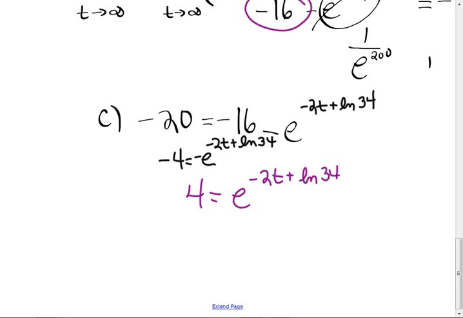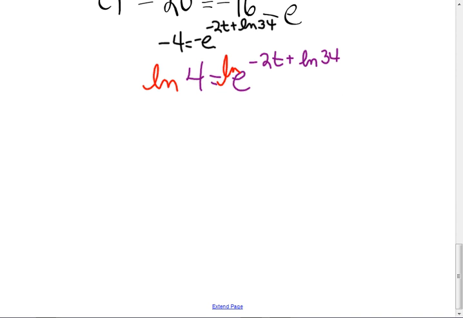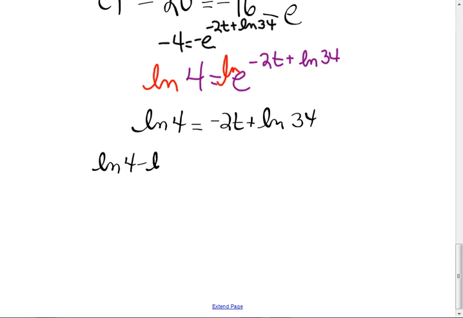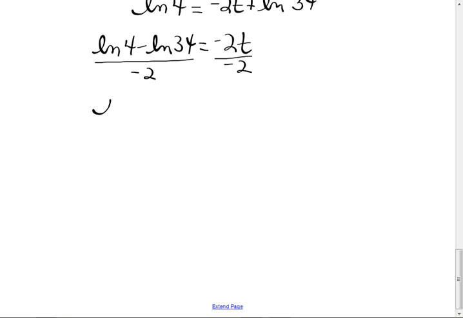How do you solve for t? Take the log of both sides. So log of 4 is equal to negative 2t plus the log of 34. I want to solve for t, so I'm going to subtract that. So it's the log of 4 minus the log of 34 equals negative 2t, and we will divide by negative 2. So this is the log of 4 over 34. And you know the logs of fractions are negative numbers. Yes or no?